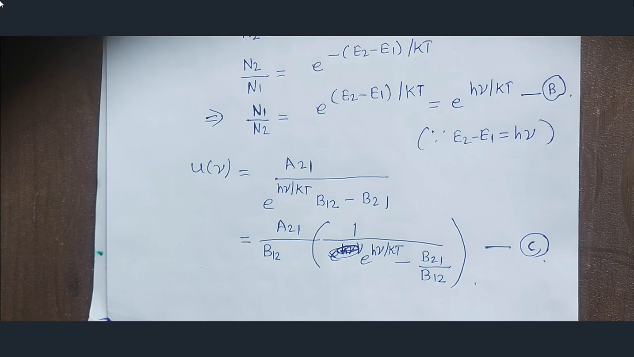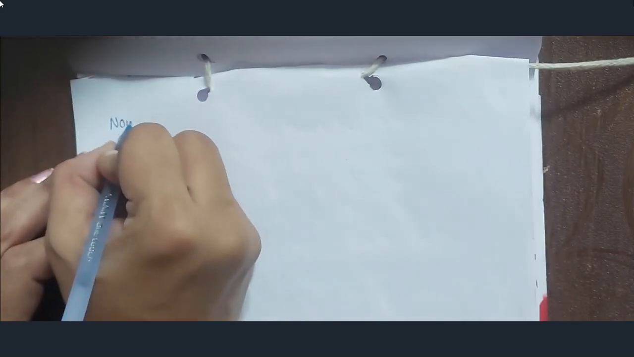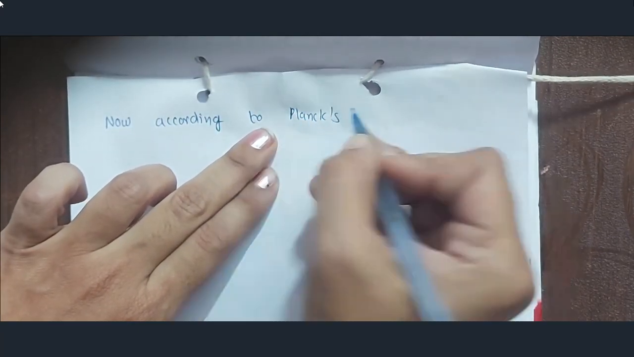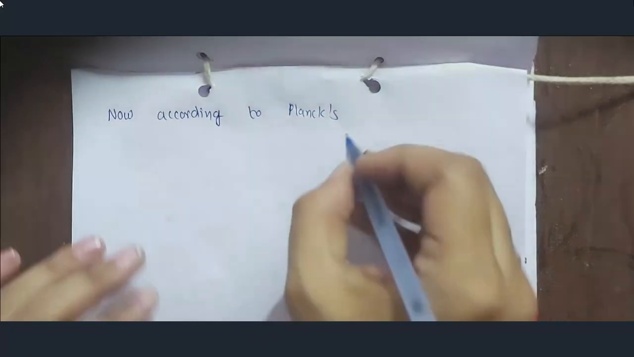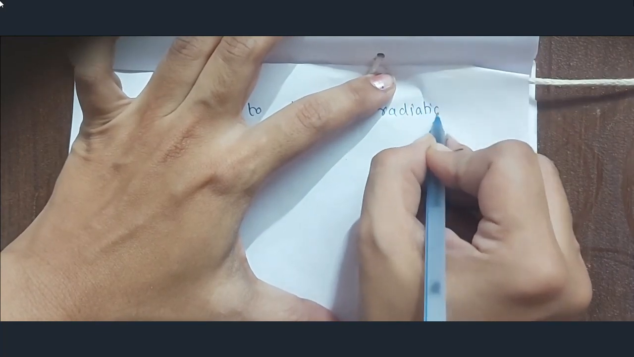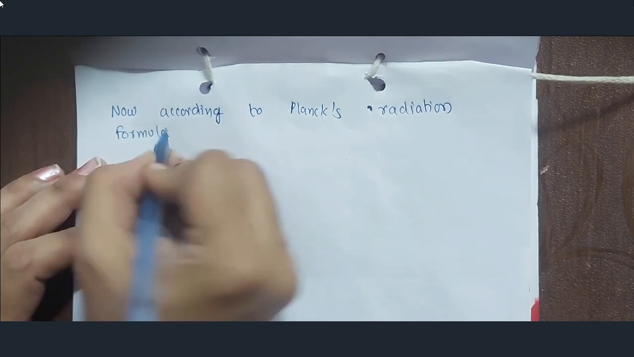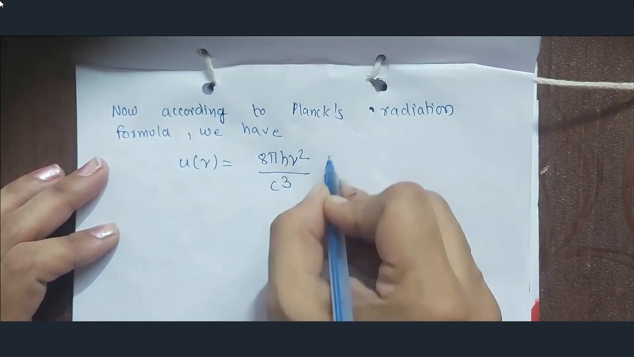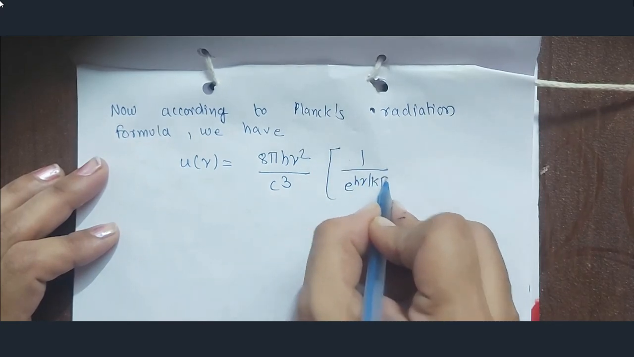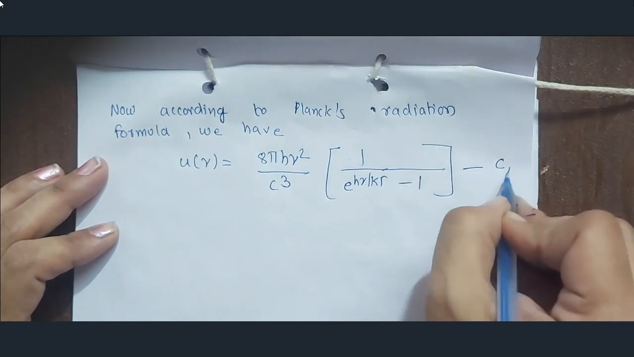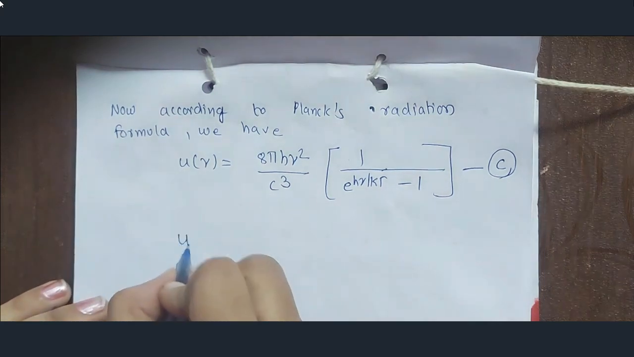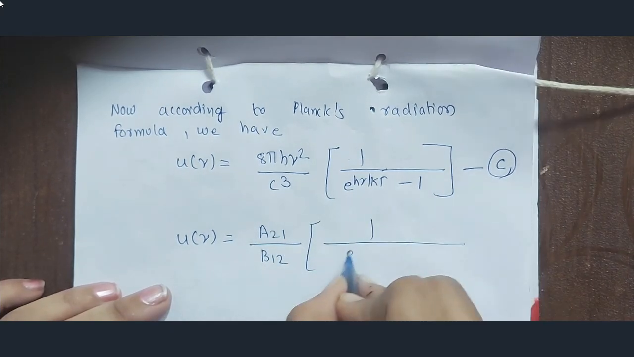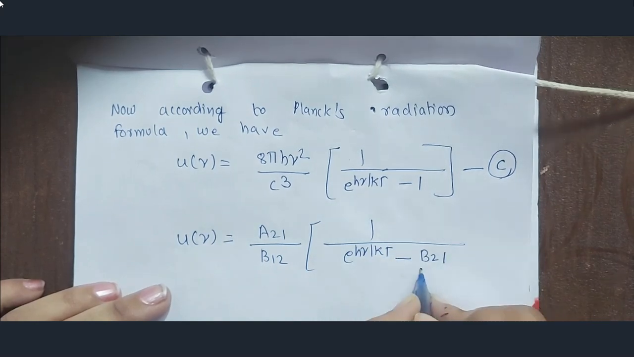According to Planck's radiation formula, we have u of nu is equal to 8 pi h nu square upon c cube times 1 upon (e to the power h nu upon kt minus 1). This is equation C. Now we will compare equations B and C. What is our equation B? This is u of nu is equal to A21 upon B12 times 1 upon (e to the power h nu upon kt minus B21 upon B12).